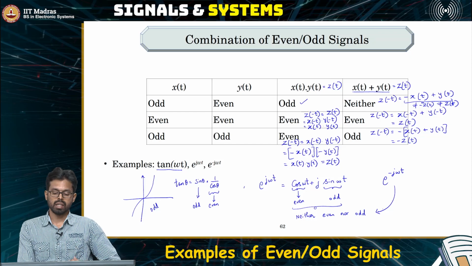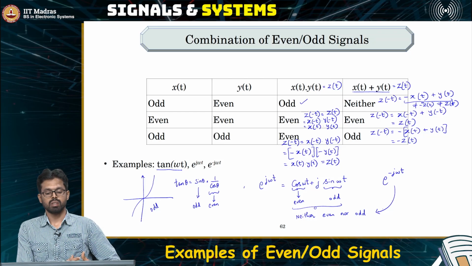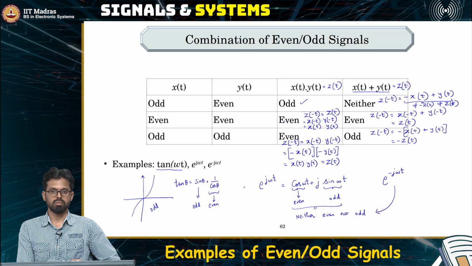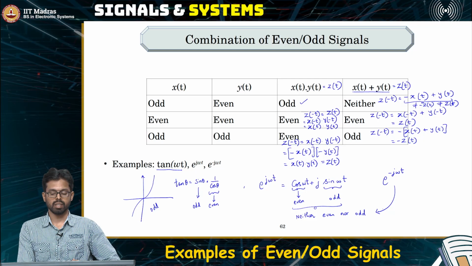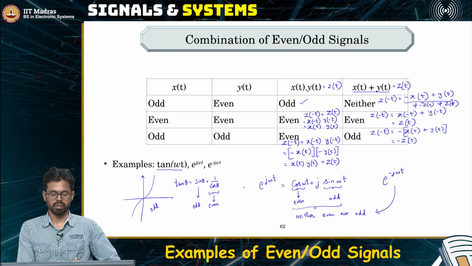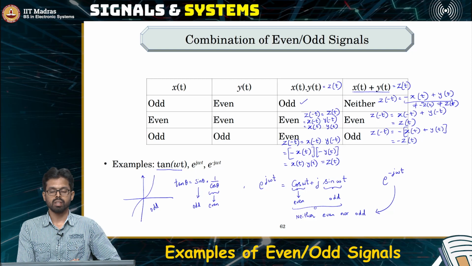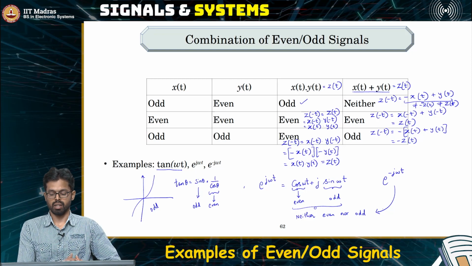But can complex signals exhibit some other kind of symmetry? It is possible that complex signals can exhibit some other kind of symmetry. We'll see next what are the kind of symmetries that complex signals can exhibit.